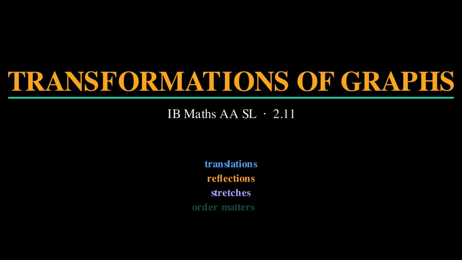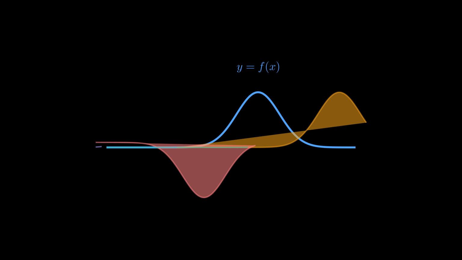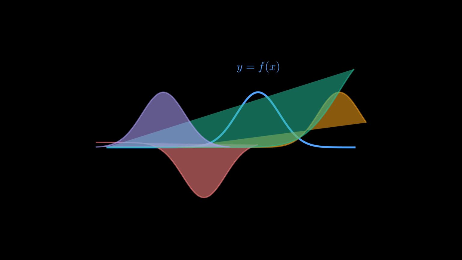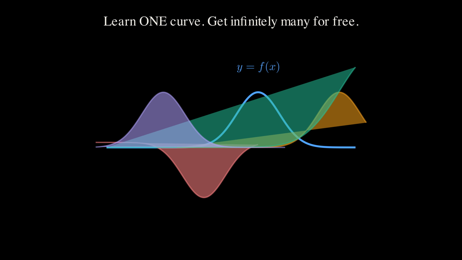Transformations of graphs. Everything you need made visual. Here's a single curve. Call it y equals f of x. Just one shape. But watch what happens when we stop treating it as fixed. We can slide it, flip it, and stretch it. And every one of these new curves comes from that same f of x, with a tiny change to its equation. So instead of memorizing dozens of graphs, you learn one, plus the handful of moves in this video. This is the chapter that ties all of functions together.